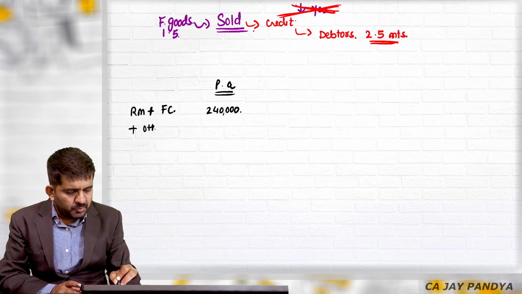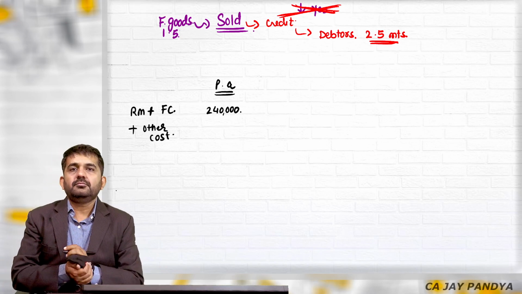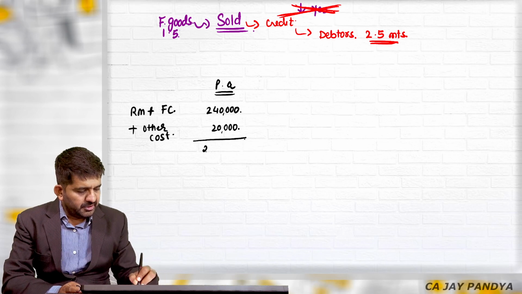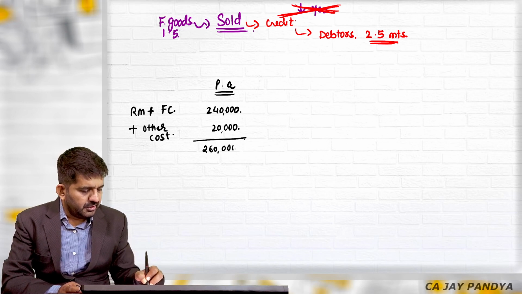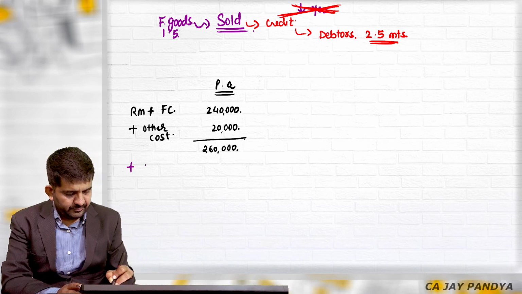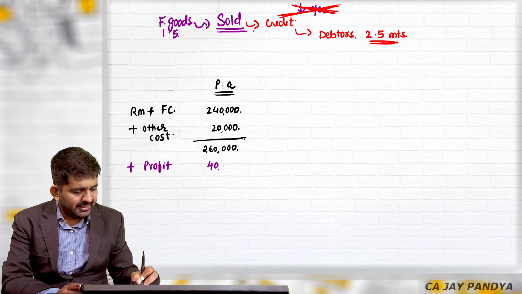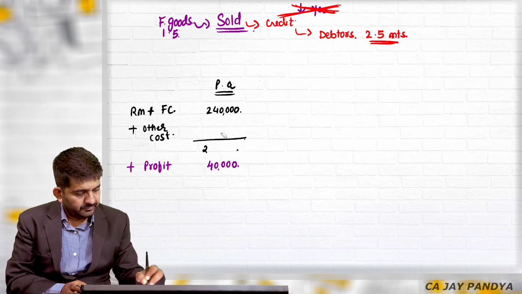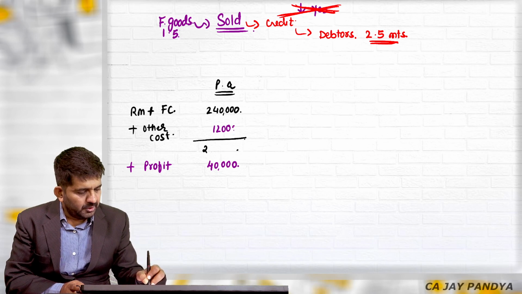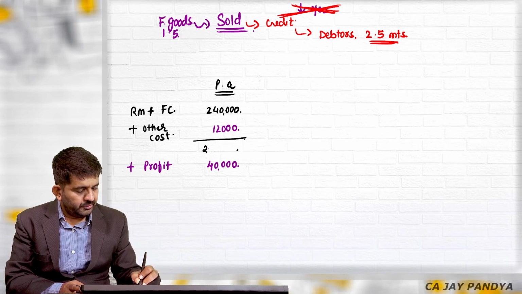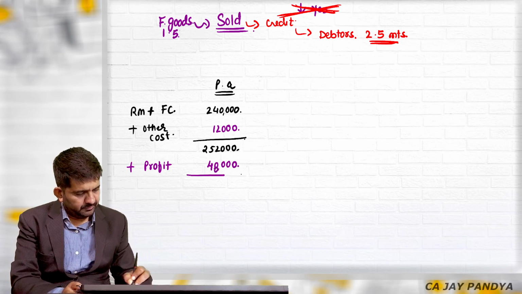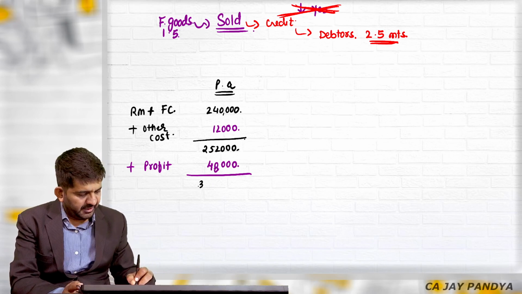There will be other cost which will be incurred, which is say 20,000. This is 2,60,000, and there is a profit of 40,000. Let me change the figure. This is 12,000, and so this will be 2,52,000. This is 48,000. So total will be 3 lakhs rupees.